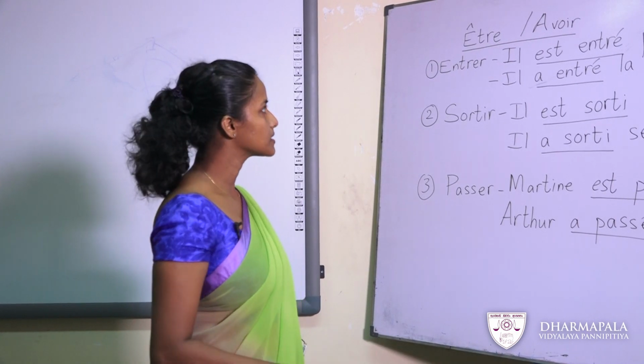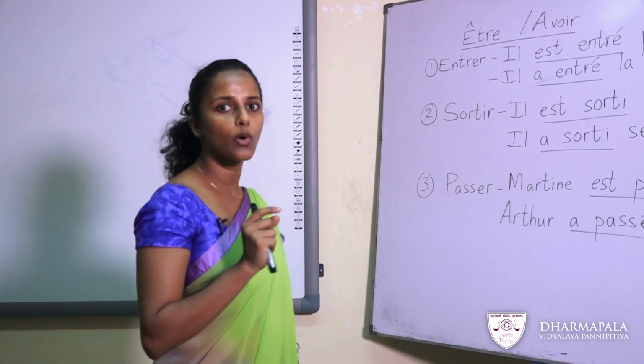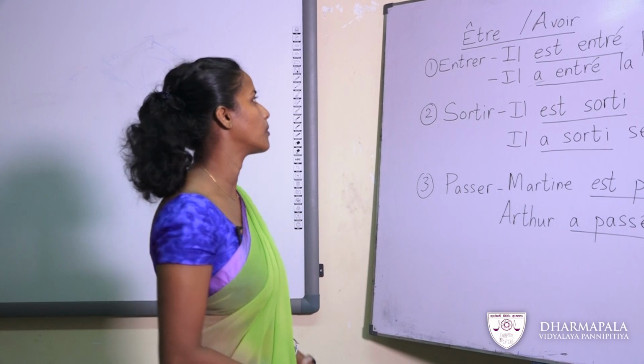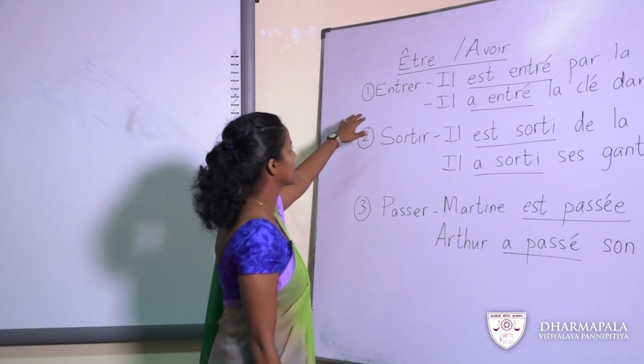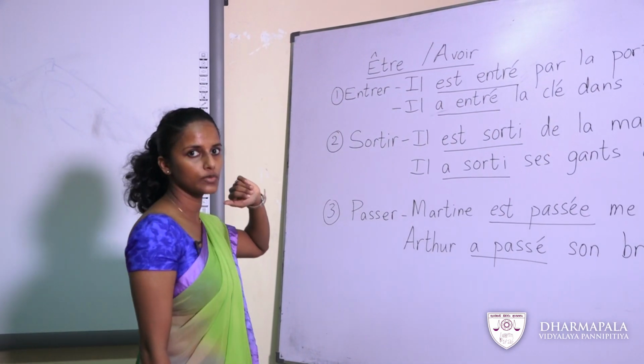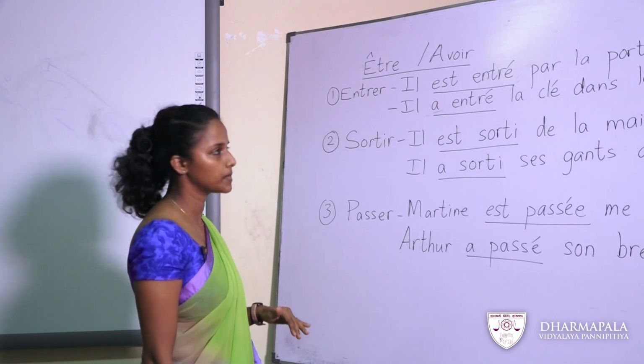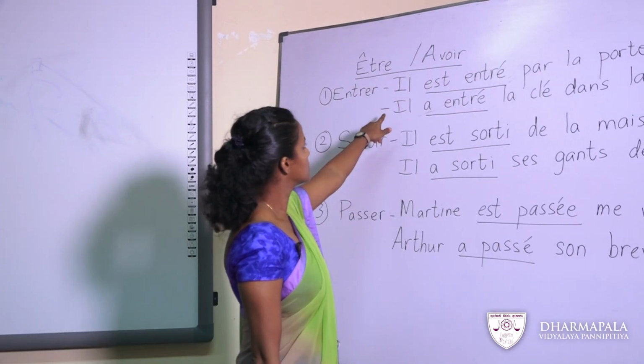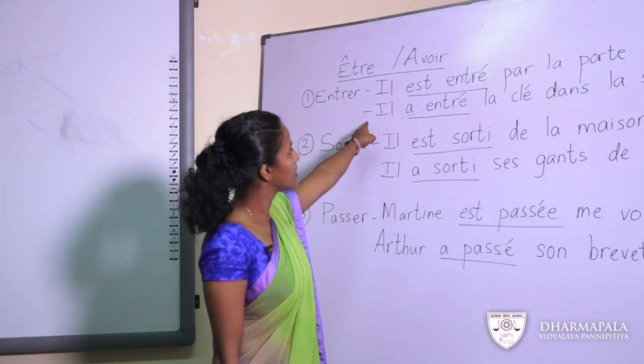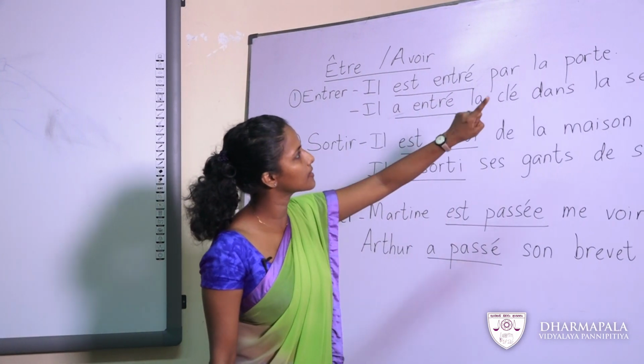Now there are 6 verbs which we can use both with être and avoir. Now first we will have a look at entrer. Entrer we can use both with être and avoir in passé composé. So look at the example. The example is il est entré par la porte.